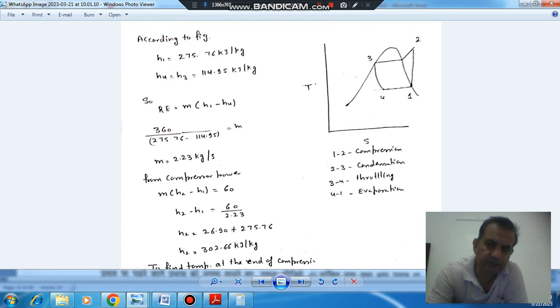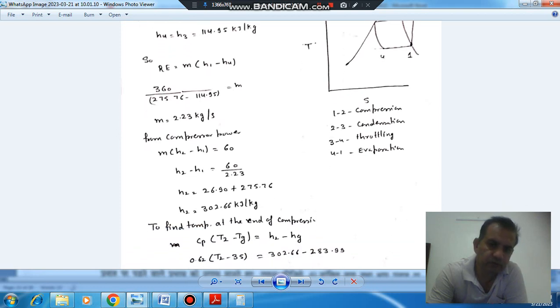And the compressor power is 60 kilowatts. So we have H1, and we can find H2 by equating compressor power equal to m times (H2 minus H1). So H2 comes out as 302.66 kilojoules per kilogram.